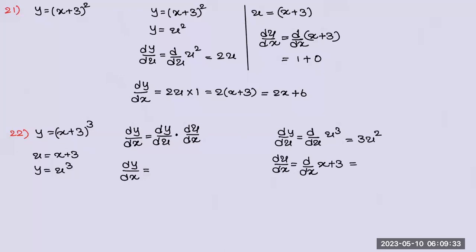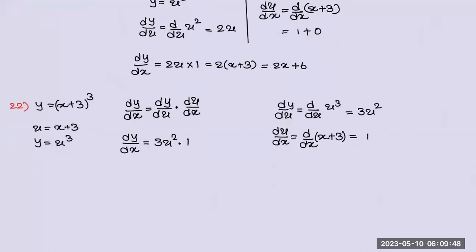X plus 3. Differentiation of x plus 3 will be 1 plus 0, no need to write 1. Now dy by dx is the product of these two: 3u square multiplied with 1, which is 3u square. But u is intermediately defined for your purpose, but in reality it is not there. So I can say it like this: 3 into x plus 3 whole square.